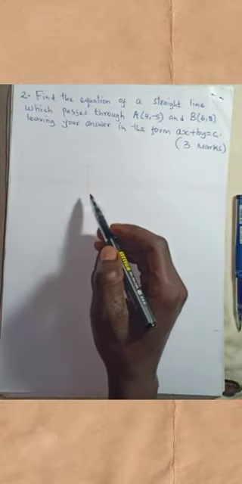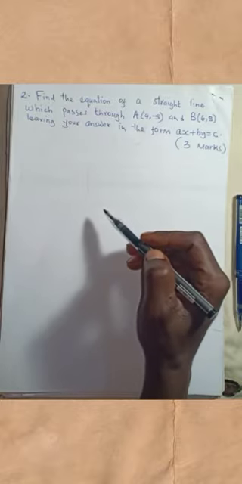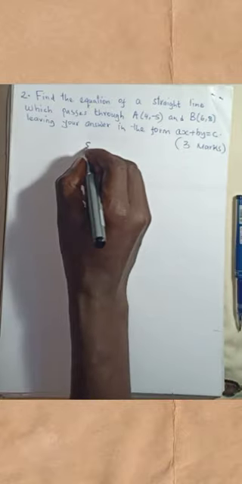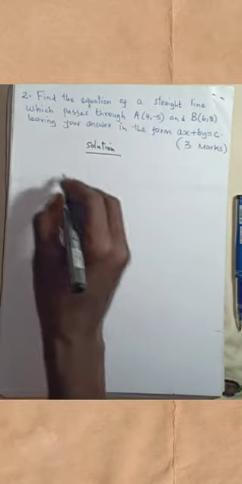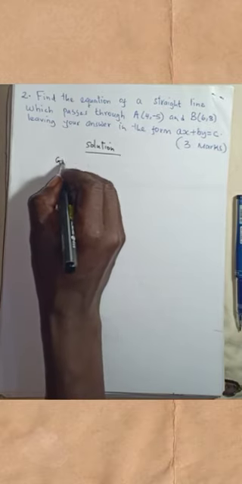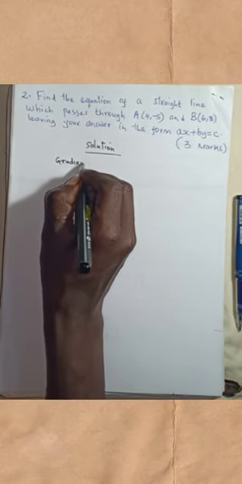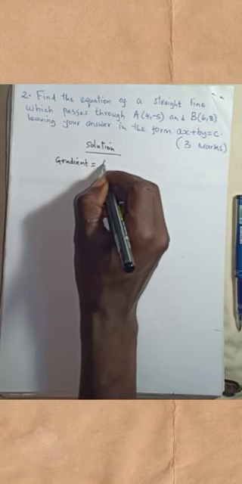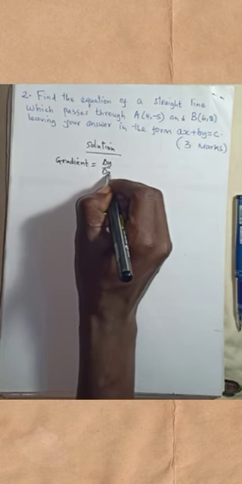So here we've been given the 2 points where the line is passing through. If given 2 points where the line is passing through, you just find the gradient of the line in the first place. So under the solution, we find the gradient or the slope. Sometimes we refer to gradient as slope. So we say gradient of the line is equal to change in y over change in x.